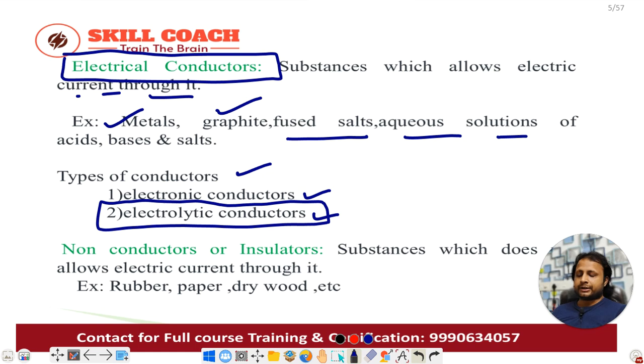And the non-conductors, which we call insulators, are substances which do not allow electric current to pass through them. For example, you can consider rubber, paper, dry wood, etc.